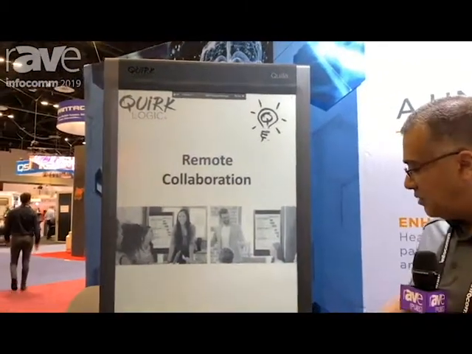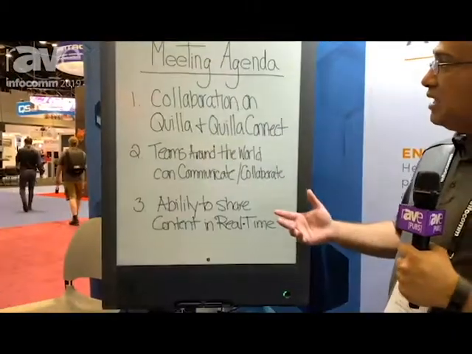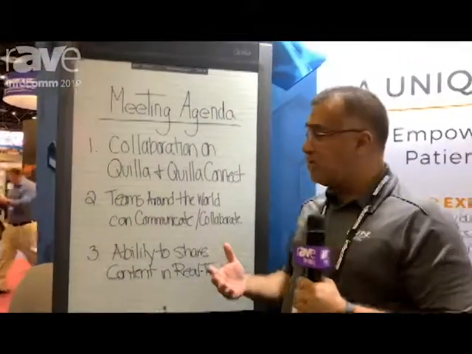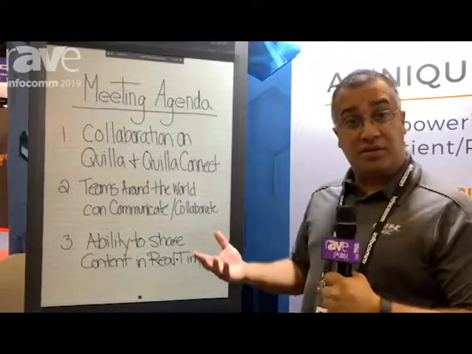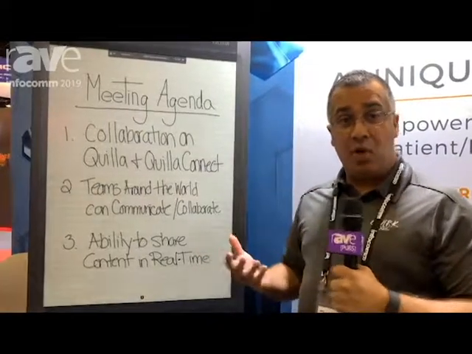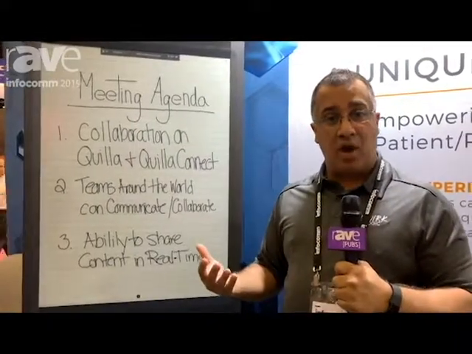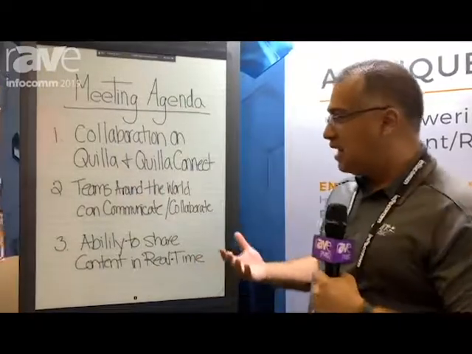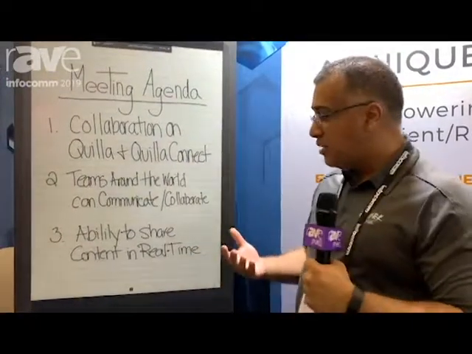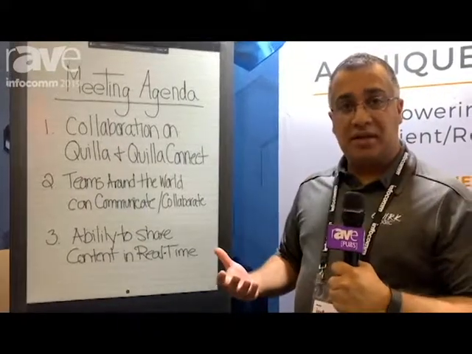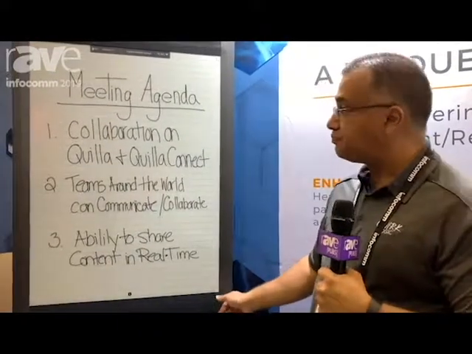I'm going to show you the QuirkLogic Quill today. I'm going to talk about remote collaboration. Let me turn the page. Remote collaboration: I put a meeting agenda together, and what I want to talk about today is collaboration on the Quill using Quill Connect, which is a mobile device, and I'll show you how you can interact with your audience anywhere in the world. Teams around the world can communicate and collaborate in real time, and I'll show you how you have the ability to share content in real-time on devices as well.